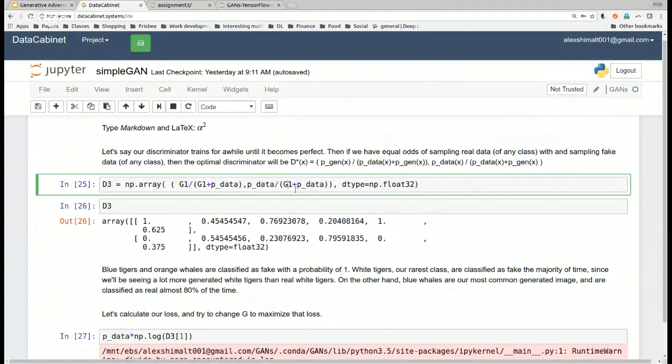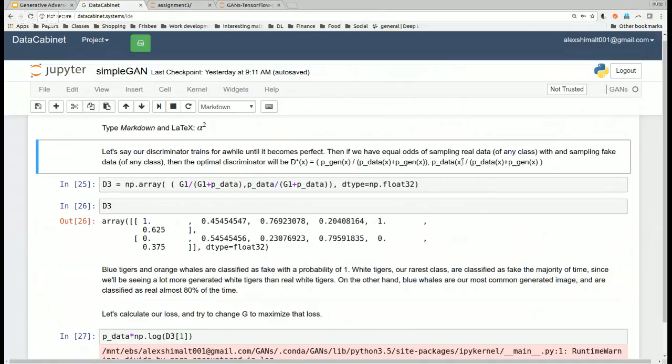So for a given input X, we have P-generated and P-data. Our perfect discriminator should classify generated data with a ratio of P of gen over P of data plus P of gen. And it should classify our data as real with P of data divided by P of data plus P of gen. So it should classify based off the proportion of the data. It's the optimal discriminator. Once it learns properly, it's going to depend on the ratio of the data.